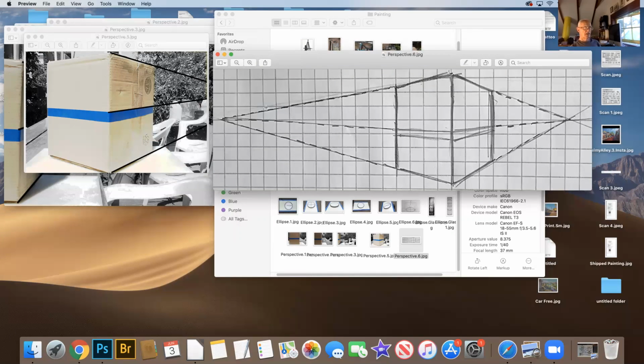Okay, notice that everything is converging on this particular line here. Can you see it? Can you see my cursor? No. No, okay, just a second.